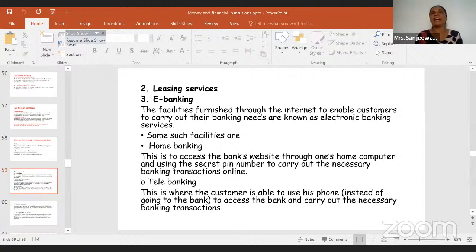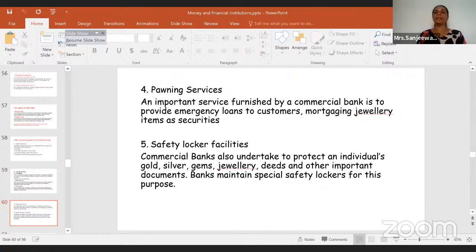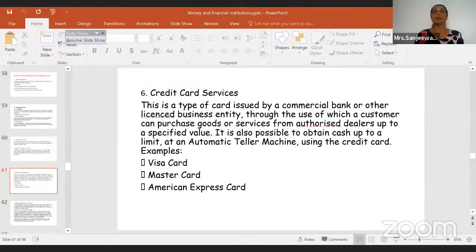E-banking: you can stay at home, log in and do the payments. Home banking and telebanking facilities are there. Then pawning services: you can keep your jewelry, mortgage your jewelry or securities, and get some amount of money. Safety locker facilities: if you have some valuables, jewelry or deeds, you can pay and keep all these things in a safe manner. Then credit card services. They issue Visa cards, MasterCards, American Express cards, so credit card facilities are also provided by them.